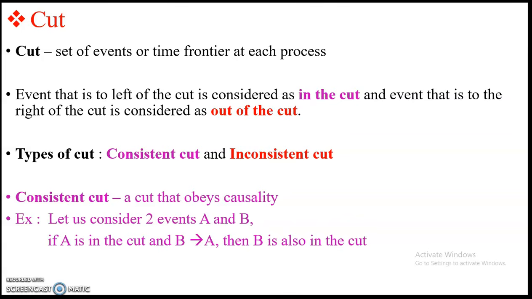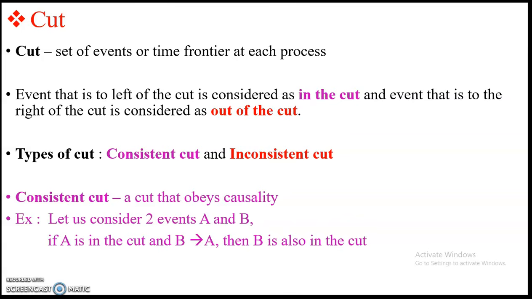Now there is a concept called cut. This cut is nothing but a set of events or a time frontier at each process, or a time boundary at each process. So at a particular time, a cut is taken for all the events. Now the event that is to the left of the cut is considered as in the cut, and the event that is to the right of the cut is considered as out of the cut. The two types of cut are consistent cut and inconsistent cut. A consistent cut is a cut that obeys causality.